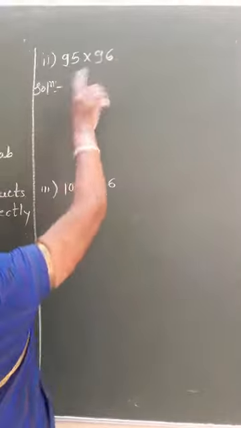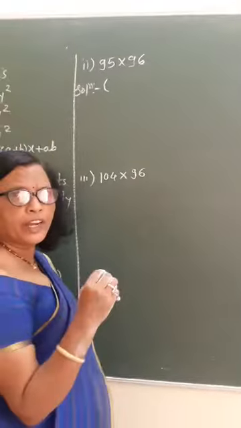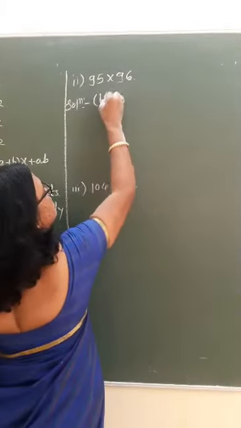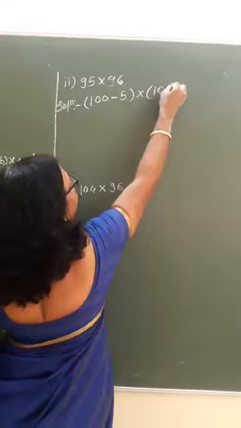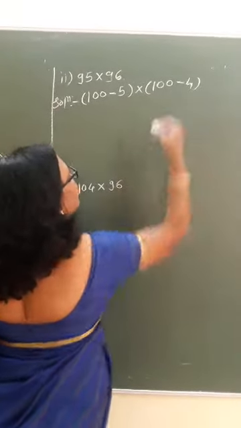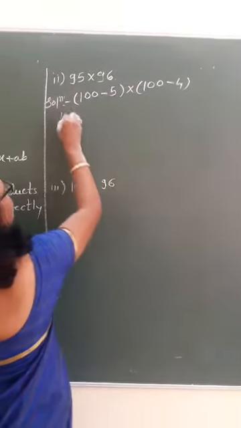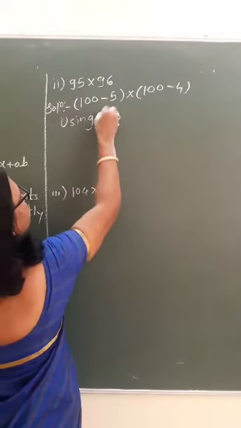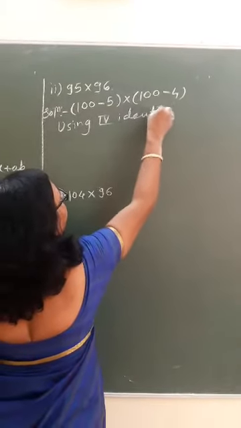Second problem, 95 multiplied by 96. Now you will say, madam, how will we write 95? Yes, we can write that as 100 minus 5 and 96 as 100 minus 4. Again, first term same, second term different, in both the brackets. So using that, it is the fourth identity.